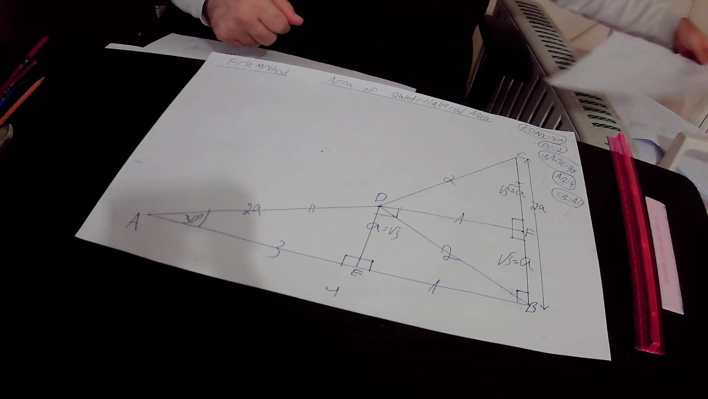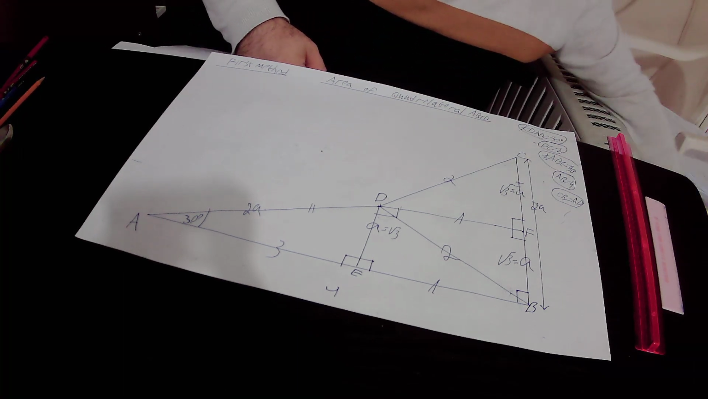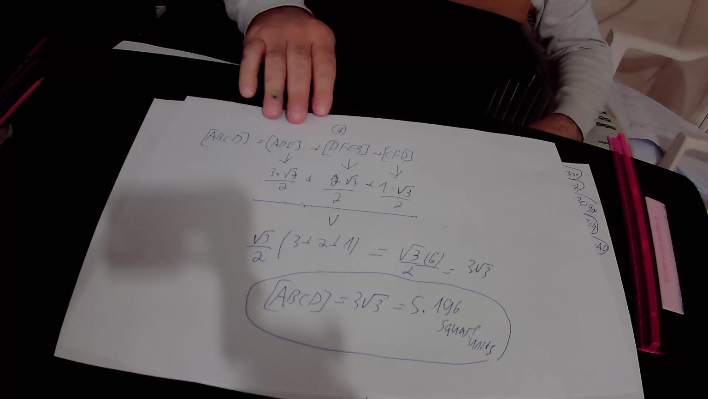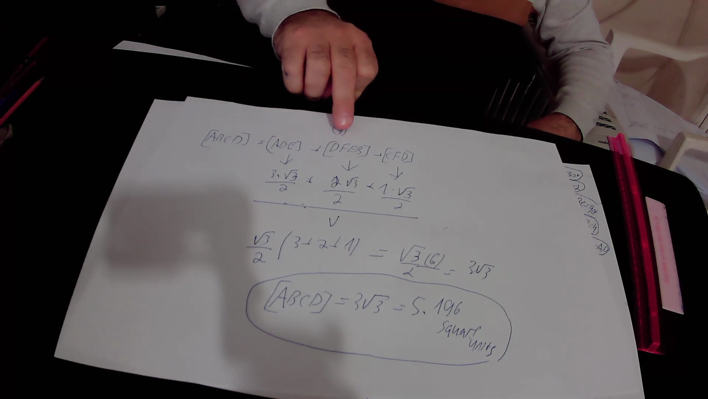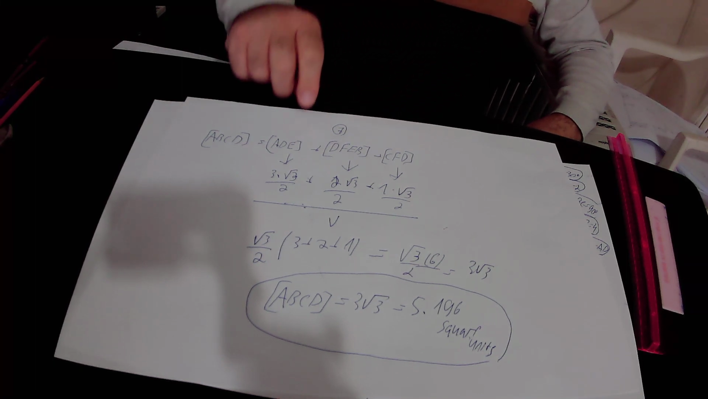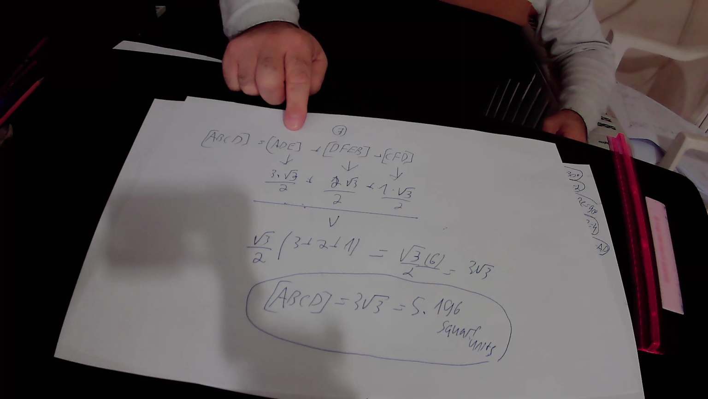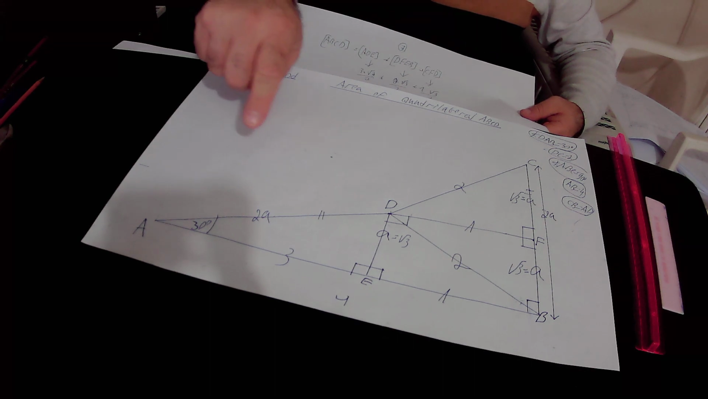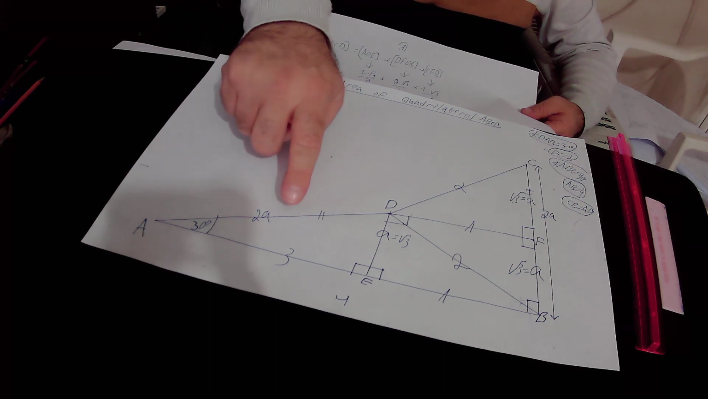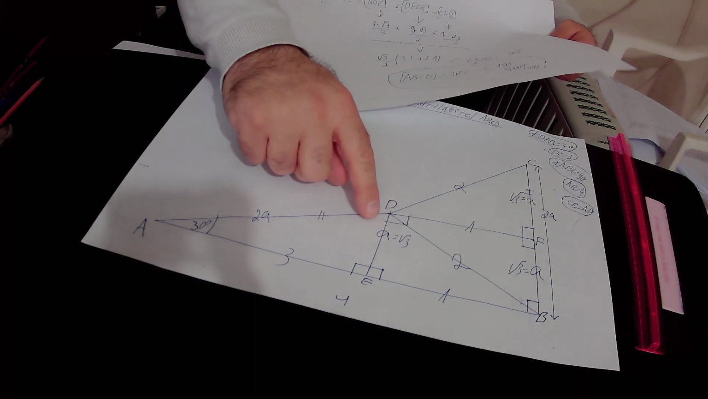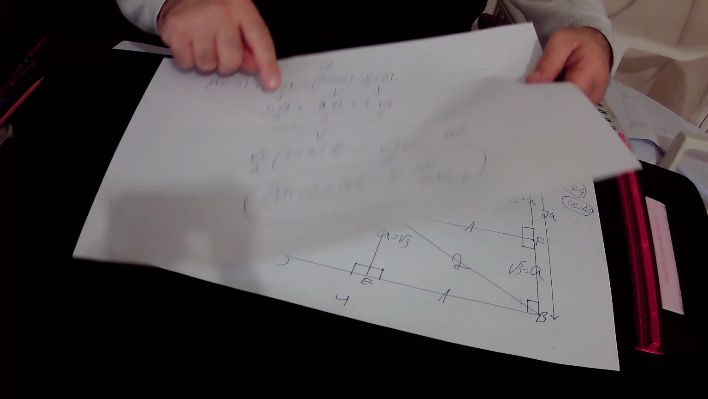Now it is very easy to find the area of quadrilateral ABCD. The area of quadrilateral ABCD will be equal to the area of triangle ADE plus the area of rectangle DFEB plus the area of the right triangle CFD. The area of the right triangle ADE is the base of the triangle, that is AE, that is 3, times the height, that is DE, that equals square root of 3, over 2.